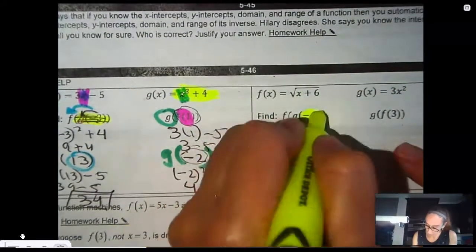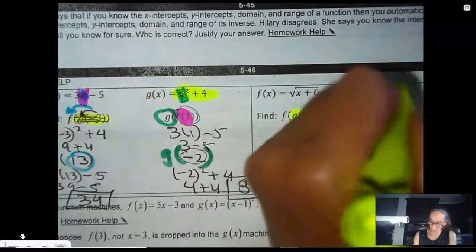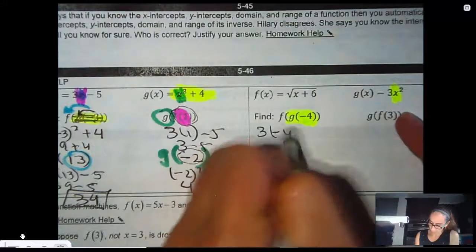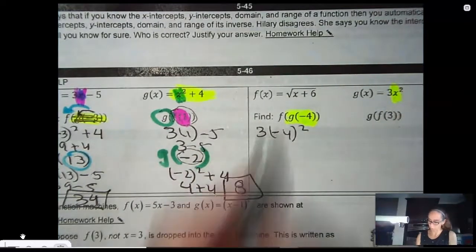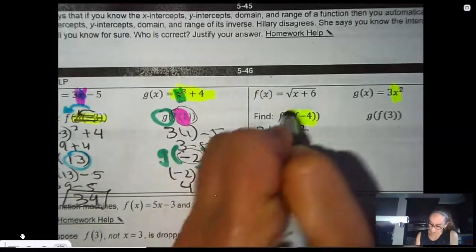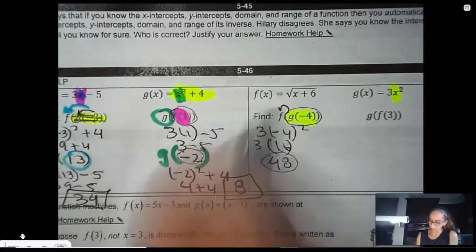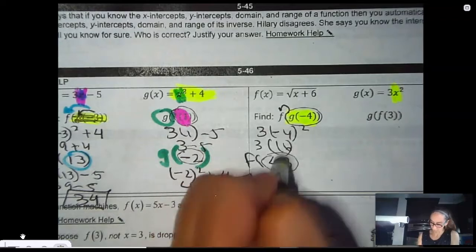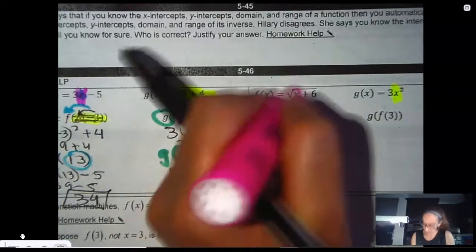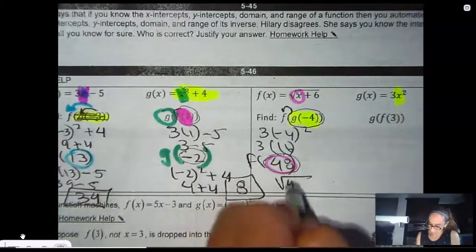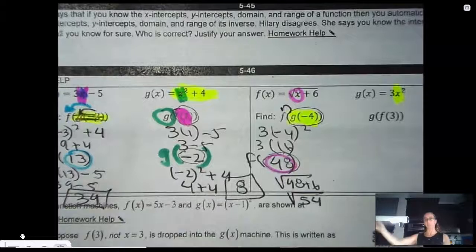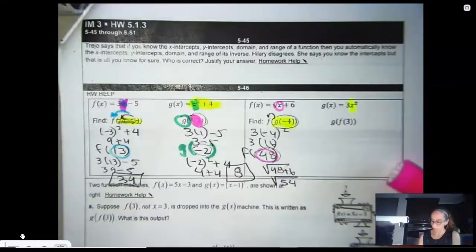Take negative 4. Who does it go in for? G. Don't look at F. It's further away. So I'm going to go 3 times negative 4 squared. Negative 4 squared is 16 times 3 is 48. This 48 covered this. Now I'm going to plug it in for F. So I'm going to take 48 and plug it in here. Square root of 48 plus 6 is the square root of 54. And you would think that's the answer, but I am not going to accept that. You need to birthday cake.